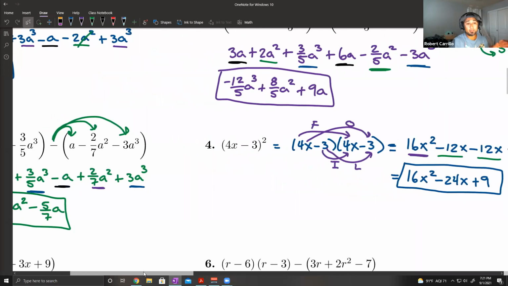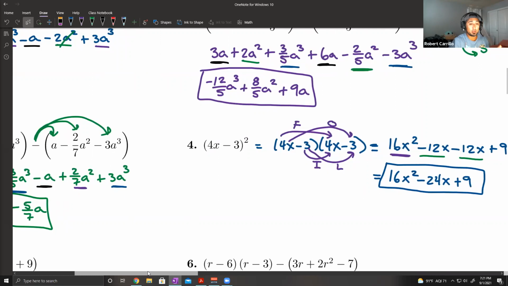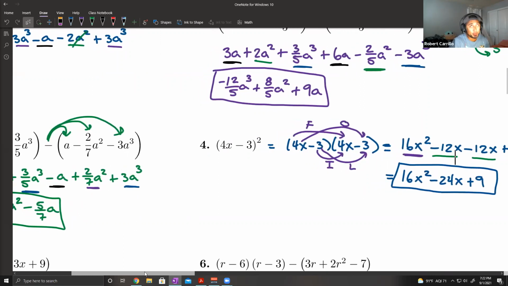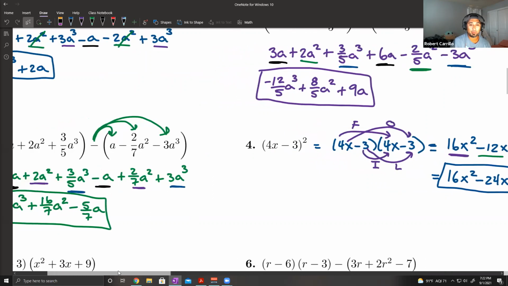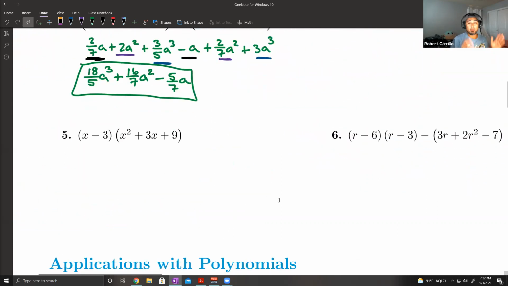Cool. So that is FOILing, and it can only be done between two binomials, meaning two-term polynomials. Now, number five, same thing, but we cannot FOIL. The first term, yes, is a binomial. It's two terms. But the second term has one, two, three terms. It's a trinomial. So FOILing won't work here. So we just use the good old distributing process when multiplying two polynomials together. Yes, FOIL falls under distributing, but distributing could be many things. So here's how we're going to distribute these two polynomials.